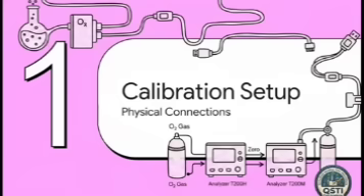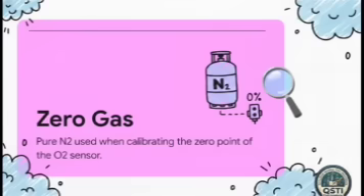The calibration setup. First things first, we need to gather our physical ingredients before we even think about touching the analyzer's software menus. Now, to calibrate any instrument accurately, you absolutely need definitive reference points. For this, Teledyne API recommends starting with pure nitrogen as your zero gas. Why nitrogen? Well, because pure nitrogen contains absolutely zero oxygen. It's like a blank canvas, allowing us to establish a perfect, undisputed zero-point baseline for the sensor.